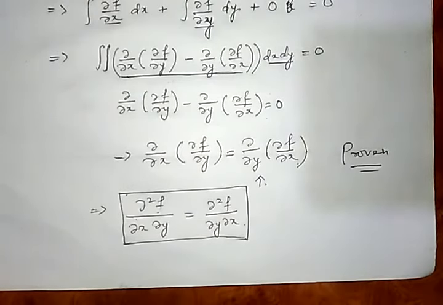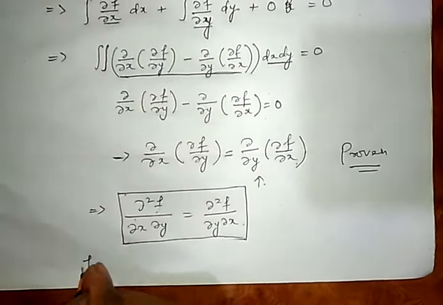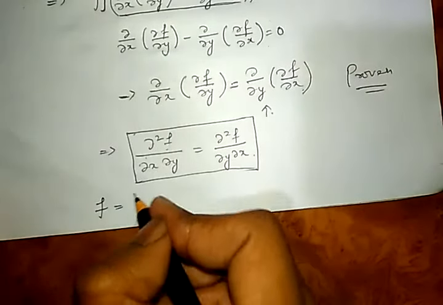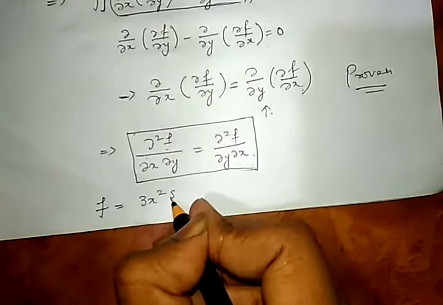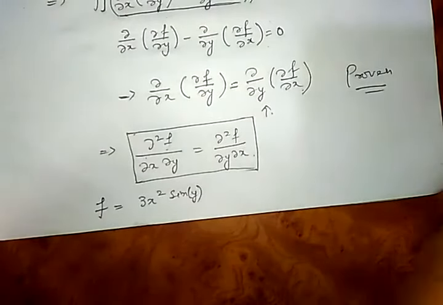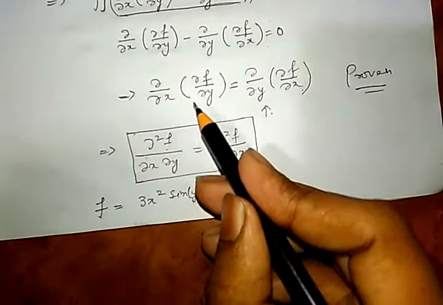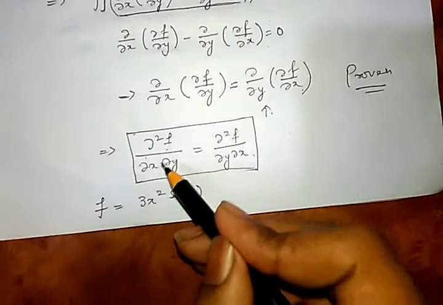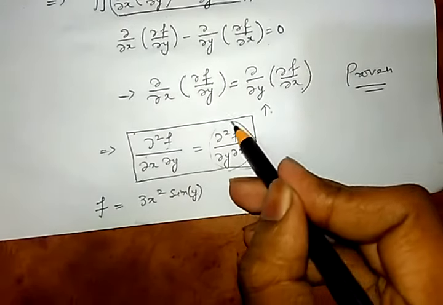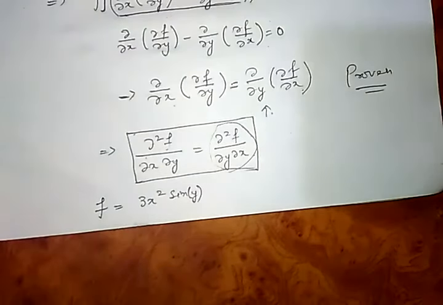And why don't you guys go and assume a function f is equal to some arbitrary function. Let me give you a function f is equal to 3x² sin y, and try this. Take the derivative with respect to y first, and then take the derivative of the remainder with respect to x, and see what comes out, and then do the derivative in the other order and see if both turn out to be the same.